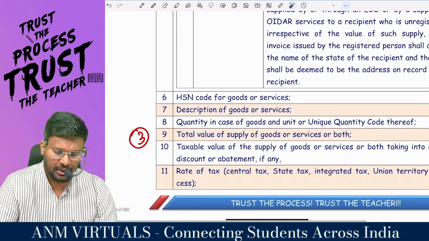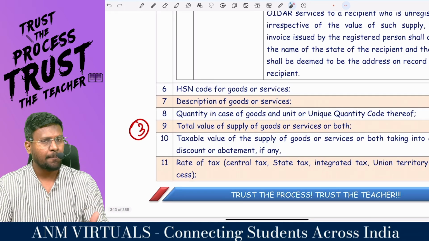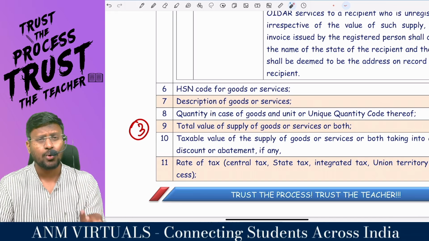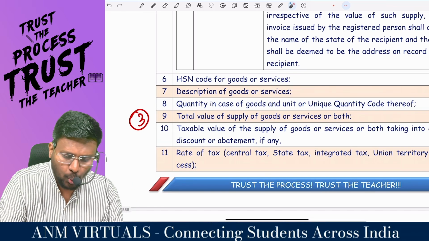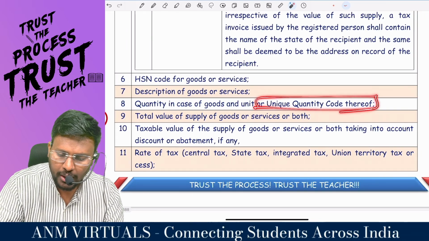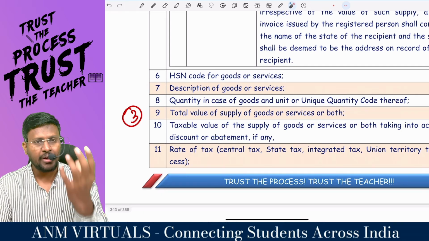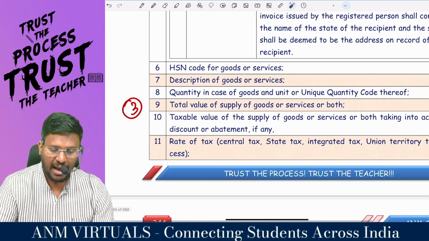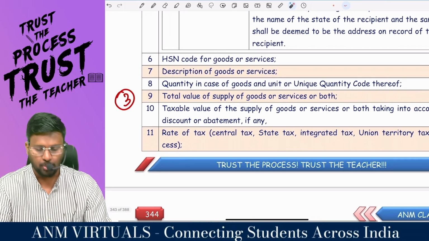Then the description of the goods or services: what goods you are dealing with. My dear lovable students, whether you are dealing with iron goods, steel goods or plastic goods, what is the description of it, and quantity in case of goods, and unique quantity code thereof. How much quantity? 10,000 kg, 5,000 kg. These are the details regarding the goods. And total value of supply of goods or services or both.